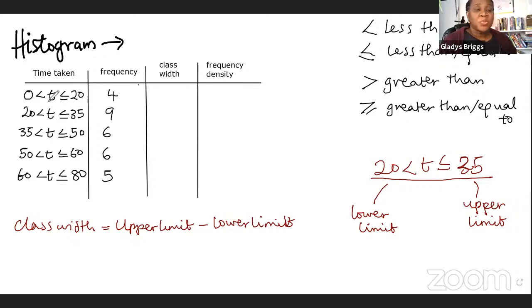So what will be the class width of this one? 20 minus 0 here would be 20. 35 minus 20 here would be 15. What's the next one, guys? 50 minus 35 would be what?